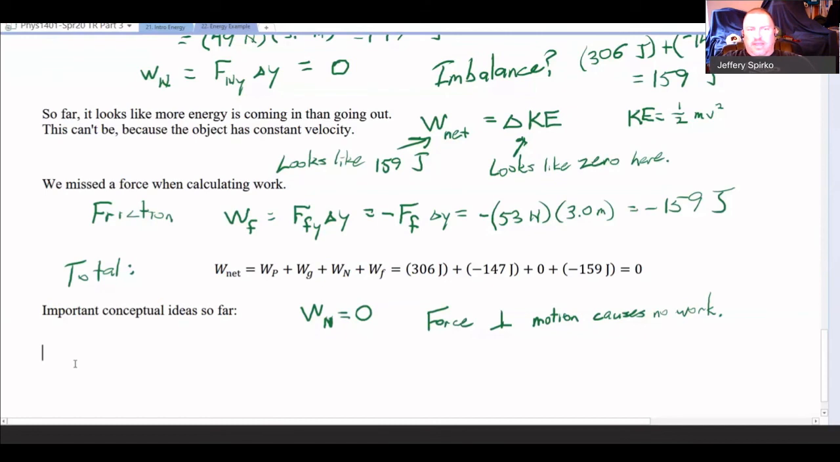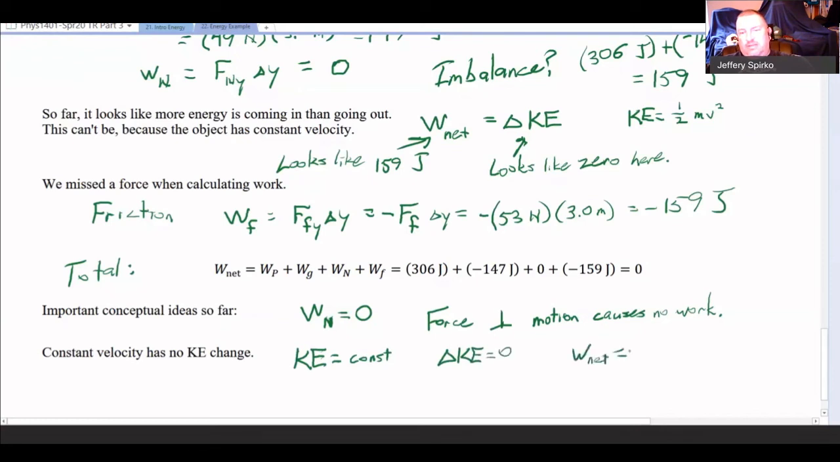And another important thing that I tried to stress, the constant velocity situation has no change in kinetic energy, so that means KE is some constant. I don't know necessarily what it is, but I know whatever it is, it doesn't change. There's no initial and final values. That means delta KE is zero, so net work is zero. So that means there has to be a balance of energy.